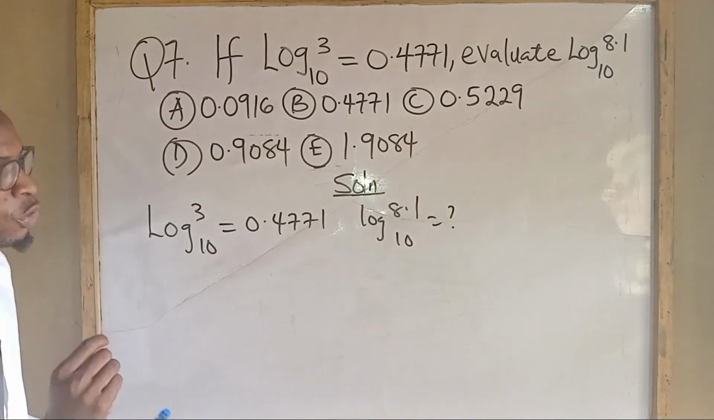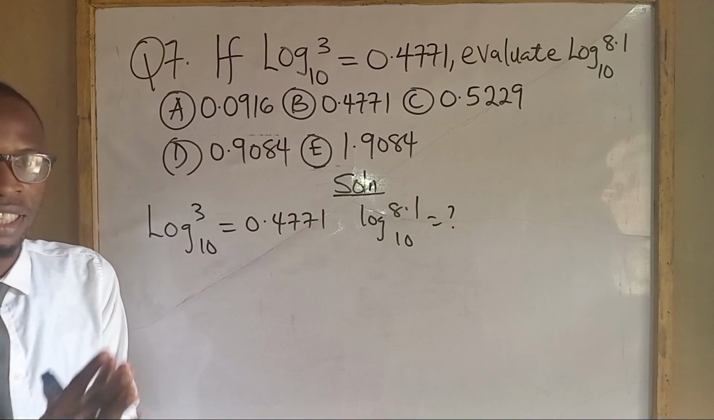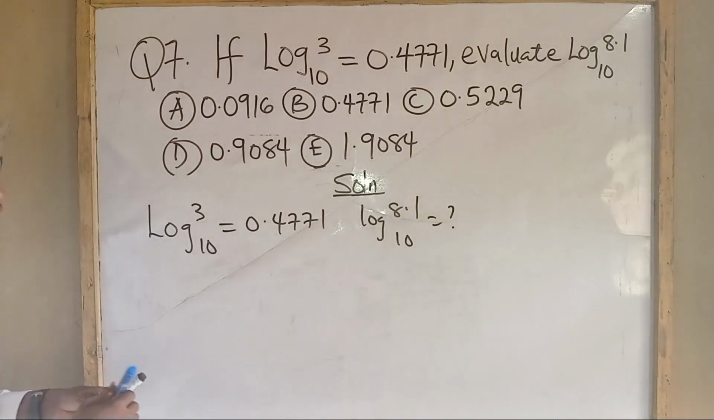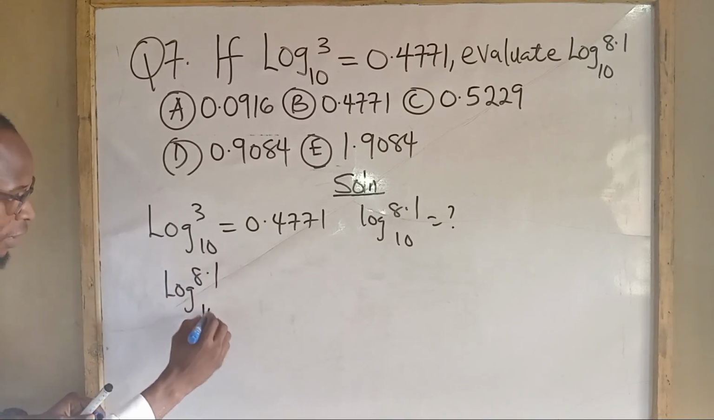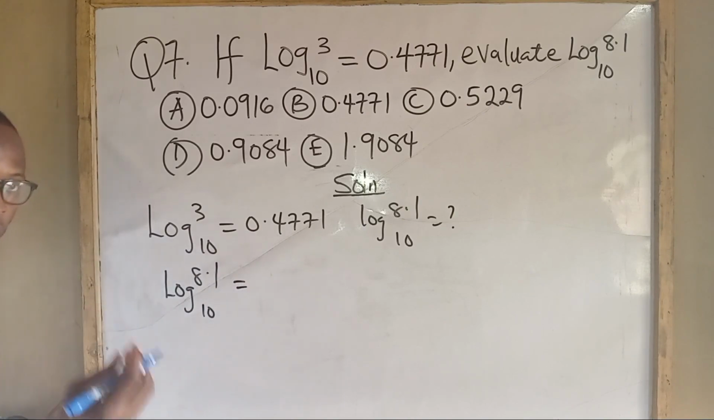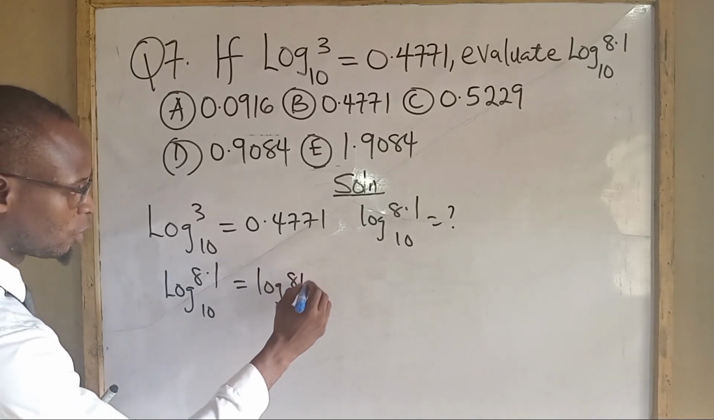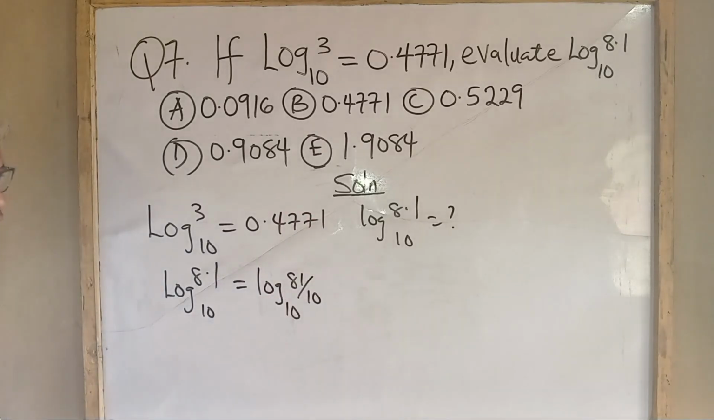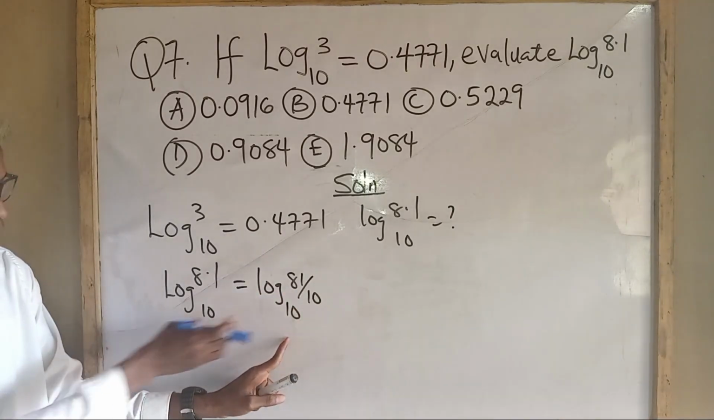Now the first thing for us to do is to express this log 8.1 in base 10 back to a standard form. What do I mean by that? Log 8.1 in base 10 can be expressed in the form of a fraction like this: log 81 all divided by 10. So we can have it as log 81 over 10 in base 10. So this is the same thing as this.